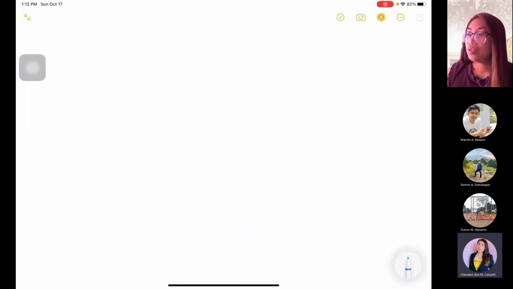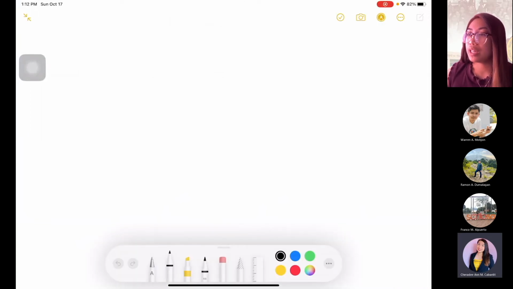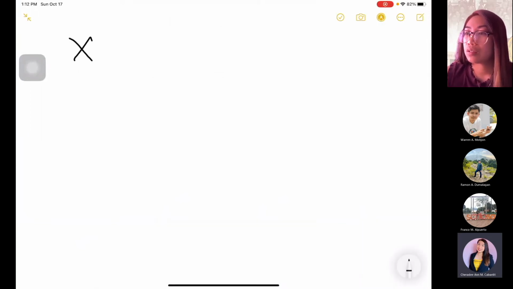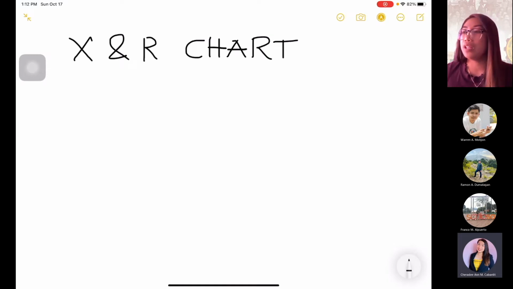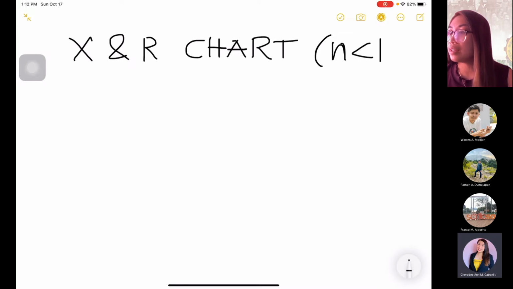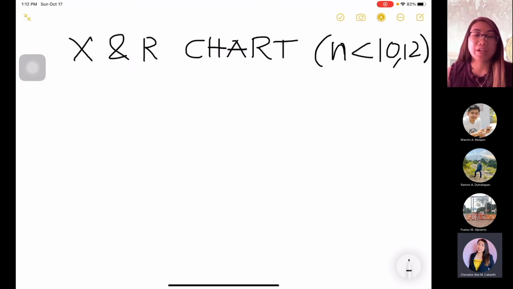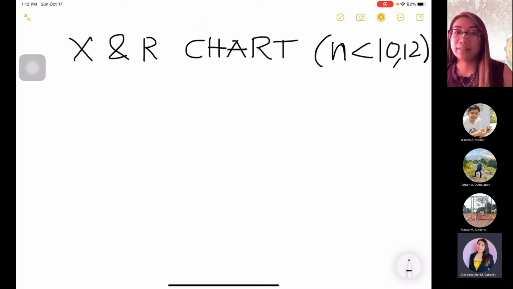So once again, we only use X and R chart. If the sample size is less than 10 or actually 12, no? So if the sample size is less than 10 or 12, we can use X and R. But if the observation is already beyond 12, we should use X and S already.